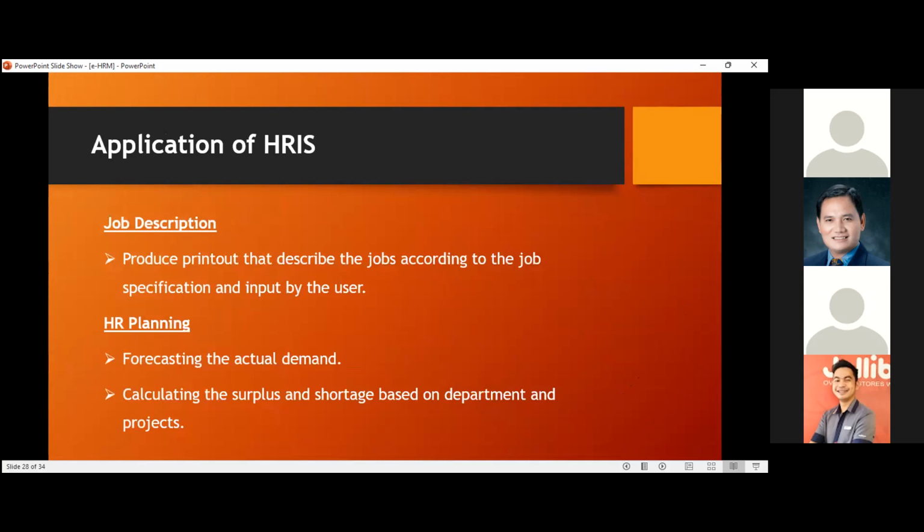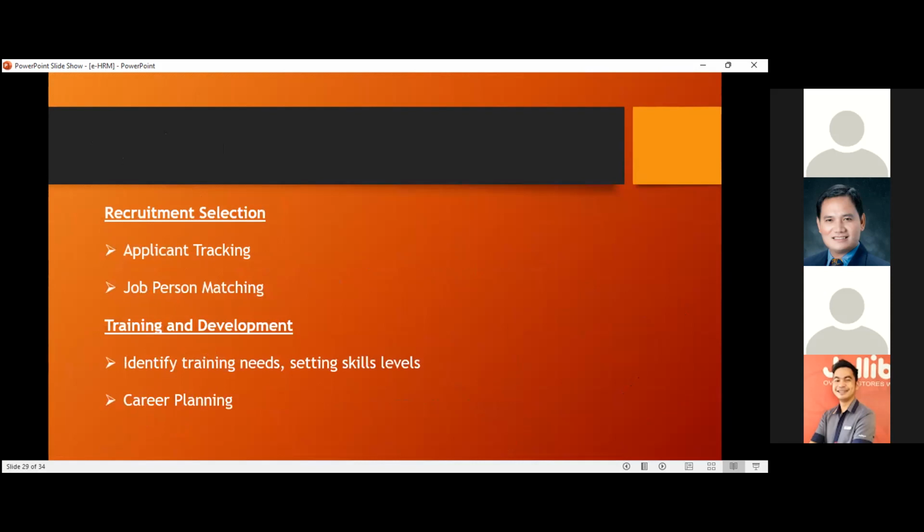Application of HRIS. Job description: produce printouts that describe the jobs according to the job specification and input by the user. HR planning: forecasting the actual demand, calculating the surplus and shortage based on department and projects. Recruitment selection: applicant tracking, job-person matching. For training and development: identify training needs and setting skill levels. Career planning.